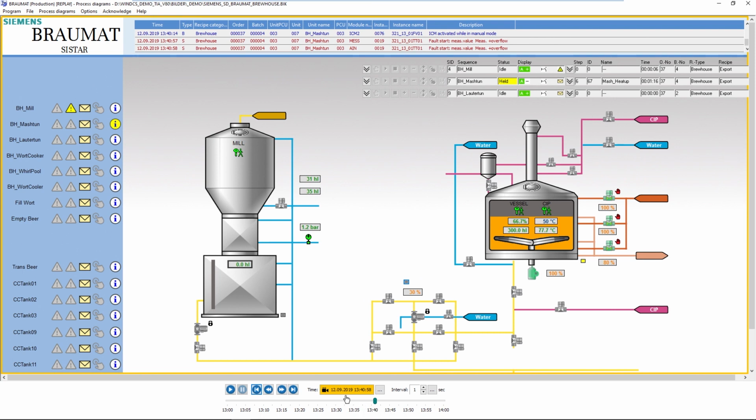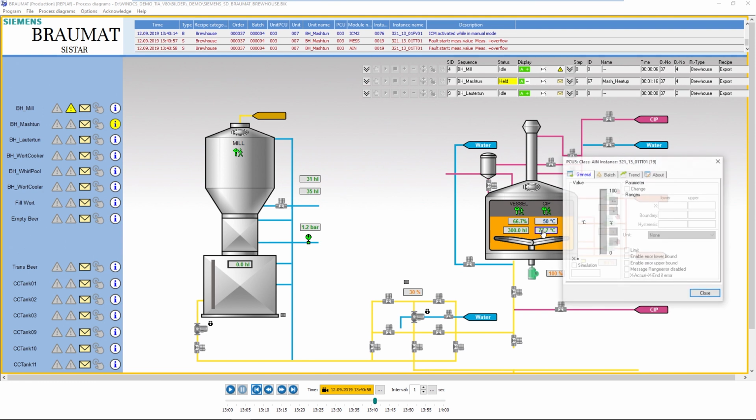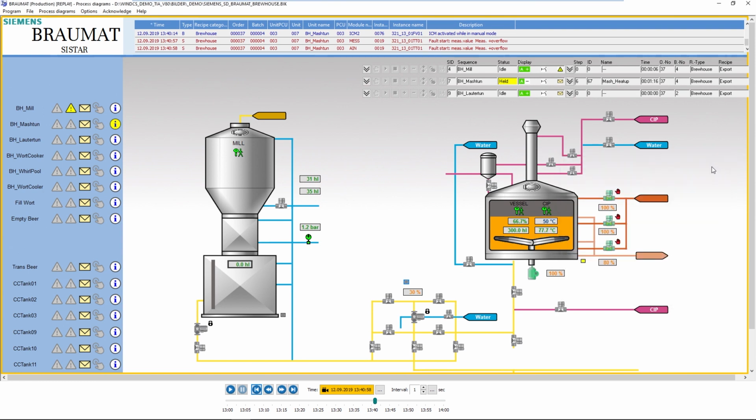So on the 12th of September 2019 at 1:40 p.m. I did have this state, that in one of the next cycles these 80 degrees would be exceeded, and therefore write a message into the message archive. Due to the fact that this is a frozen screen and I am in replay mode, I can now take my time to analyze this problem without disturbing the active process.